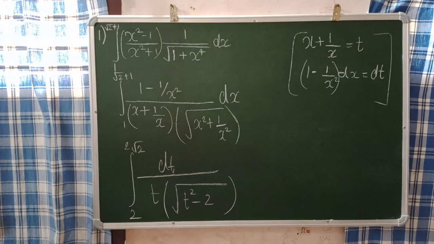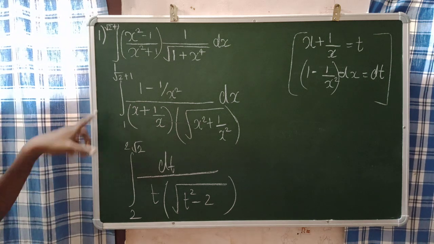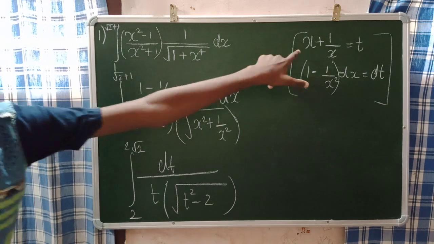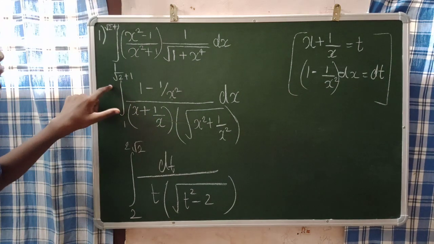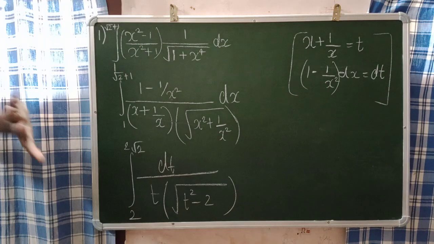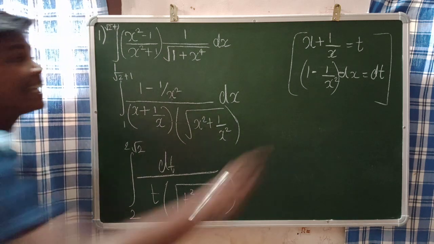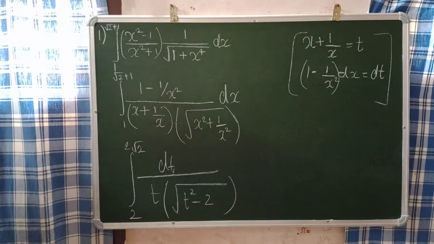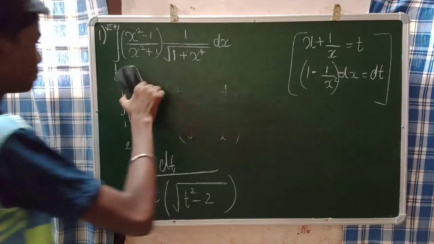Okay guys, it's a very important part, so never ever forget that. This is your limit change. When you consider the lower limit, your x takes the value of 1, then your t will be 2. When you consider the upper limit, your x takes the value of root 2 plus 1, then your t will be 2 root 2. Just solve this x plus 1 by x. So your limits will take the value of t, because I am doing t substitution now. That's all. Now I will rub this because this is not needed now.